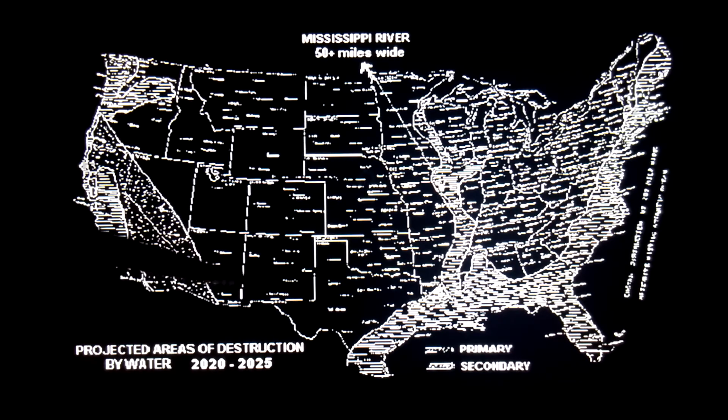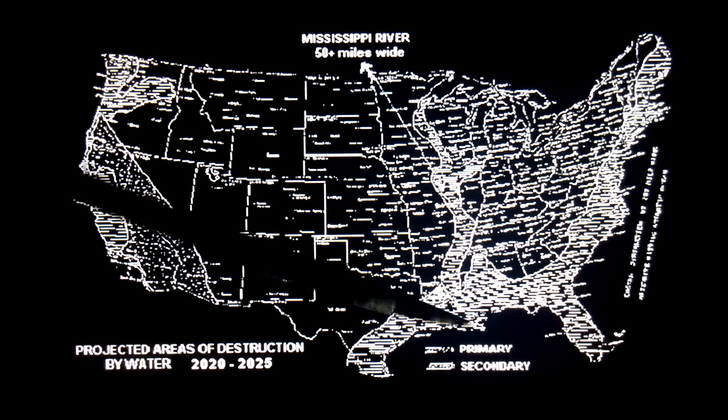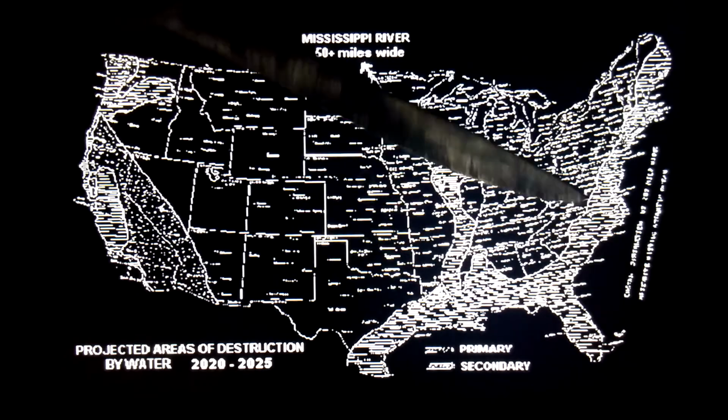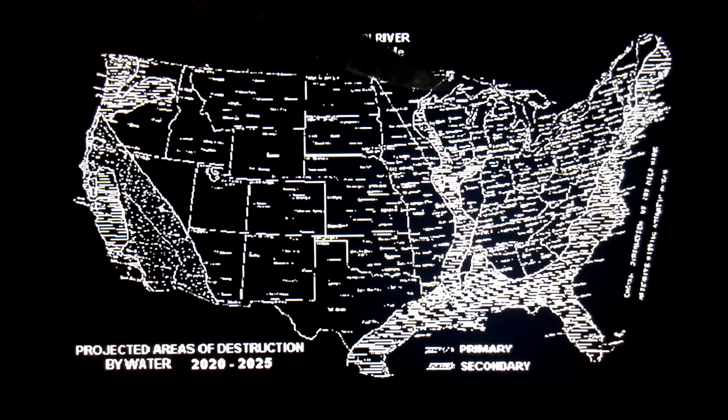Bunny trail. Curiosity. What map is this? I have no idea. Projected areas of destruction by water 2020, 2025. Mississippi River 50 plus miles wide. Primary, secondary. Kind of looks like a government sketching thing. Again, wide Mississippi, not a lot of East Coast. Appalachians are still there, barely. And a lot of the West Coast, different.